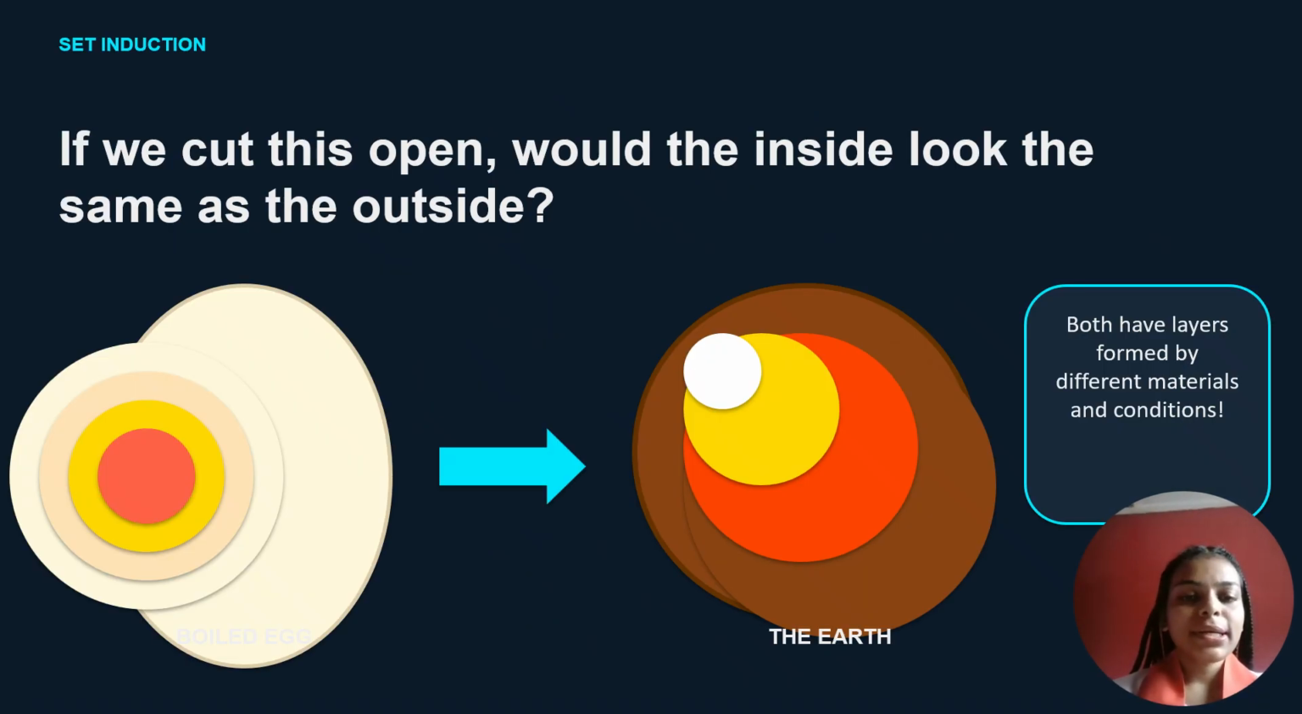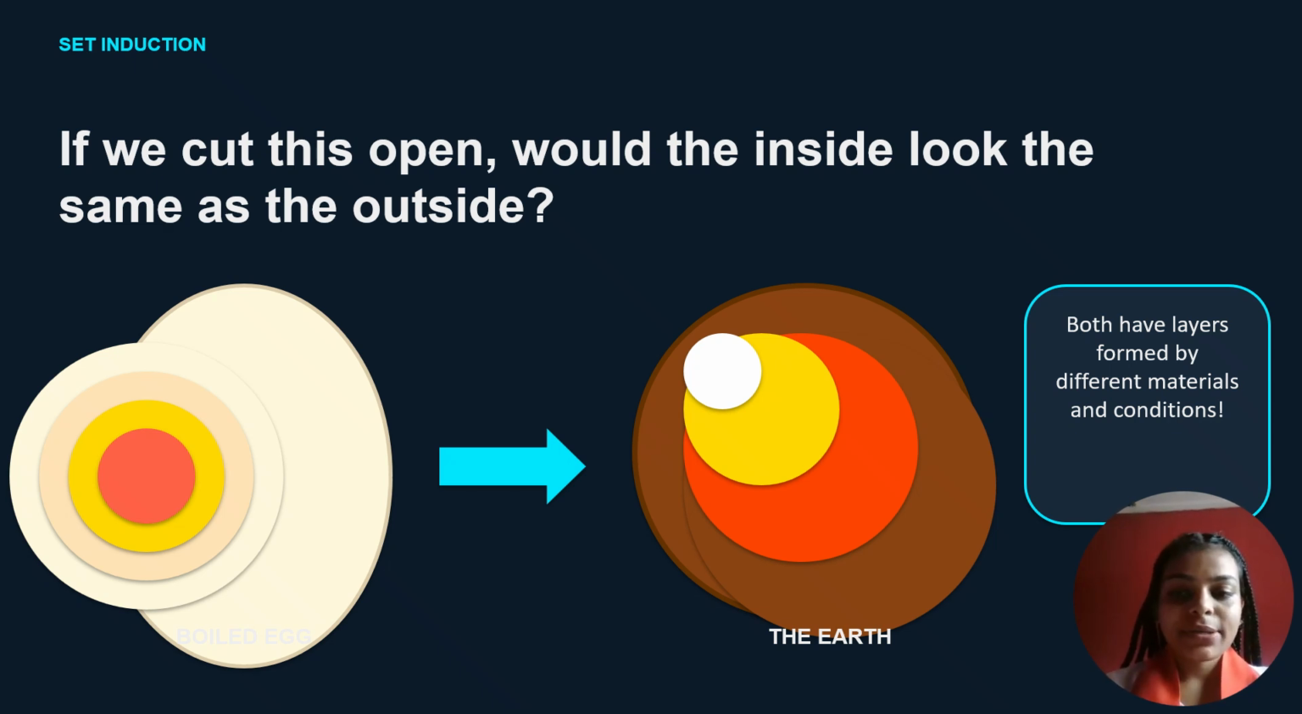Now, I want you to think, and I'll give you a minute or two. If we cut the diagram on our right-hand side into several pieces, would each piece look the same, or would it have a variation or a variety of size or colors?